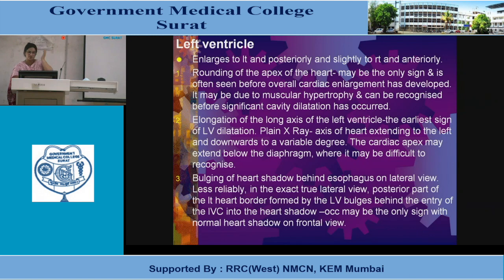Elongation of the long axis of the left ventricle is again the earliest sign of left ventricular dilatation. Plain X-ray will show the axis of the heart extending downwards to a variable degree. The cardiac apex may extend below the diaphragm, where it may be difficult to recognize. So, rounding of the apex of the heart and elongation of the long axis of the heart.